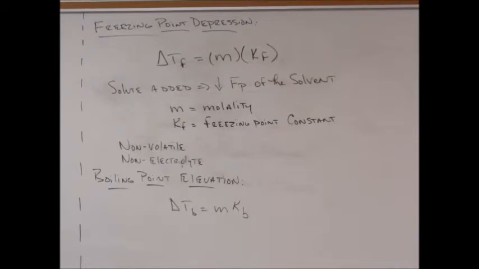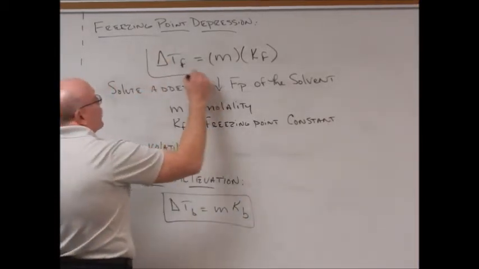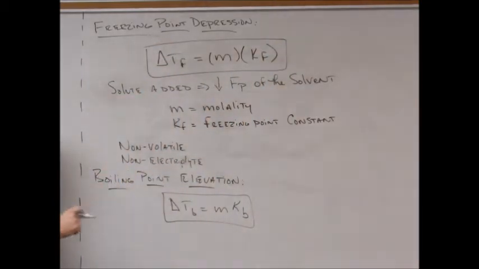Big thing to remember in both of these, this tells you the change in temperature, whether freezing or boiling. It does not tell you what the temperature is. You'd have to add or subtract the number to find out what the value is numerically. You have to know what the boiling or freezing point is, and they'll give it to you in the problem.